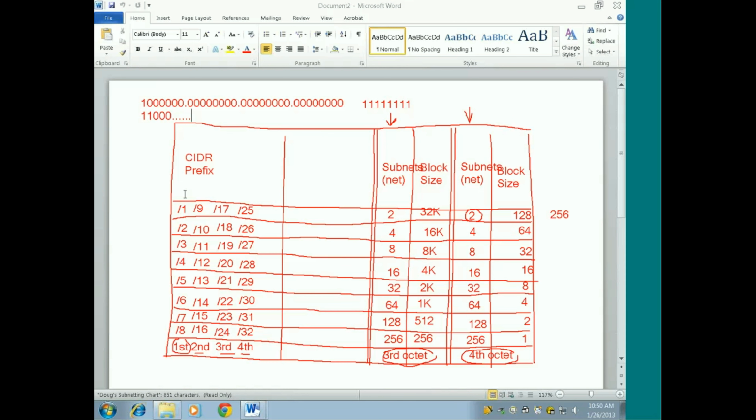What have I done with the binary? All I've done is flipped it vertically instead of viewing it horizontally. Okay? That's all I've done with the chart. That's it. Now, Dave, let's talk about the subnet mask. When I say subnet mask, I'm talking what? Decimal.